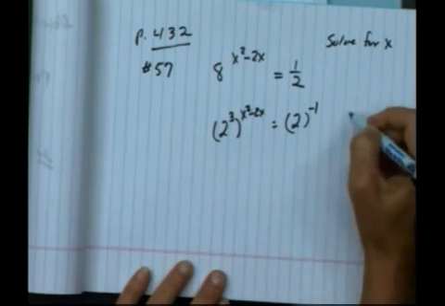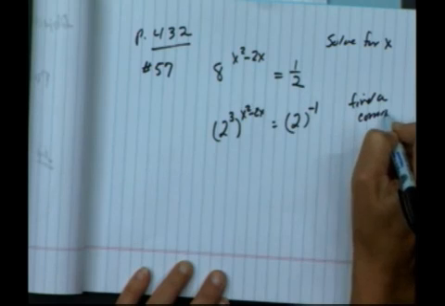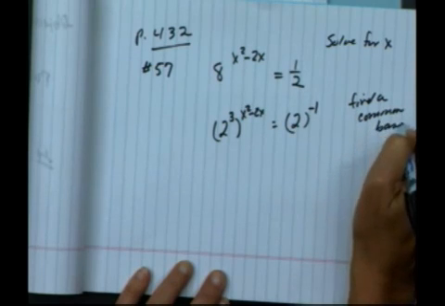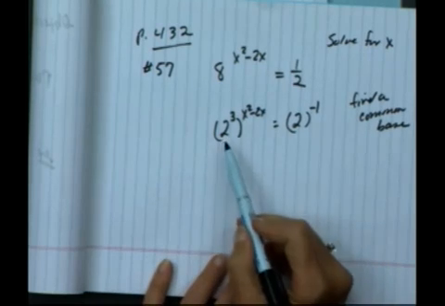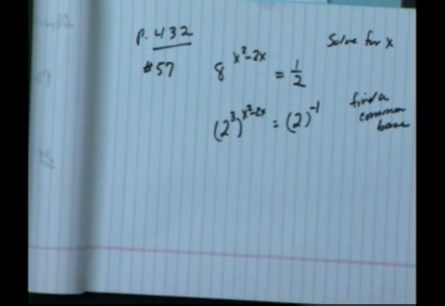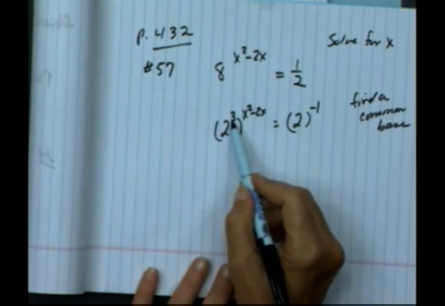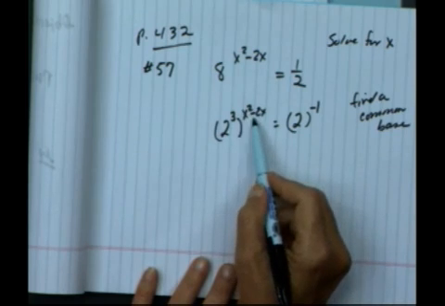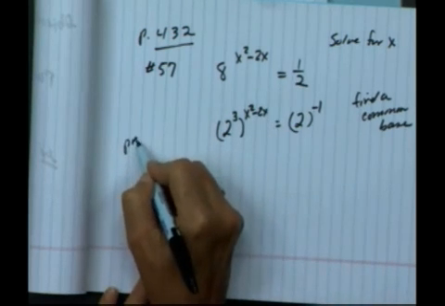All right, so first we had to find a common base. Okay, so I saw 8s and 2, so I realized the common base is 2. All right, now the job is to solve here for x. And over on the left side, I have 2 cubed raised to the x squared minus 2x. So I have to use my properties of exponents.